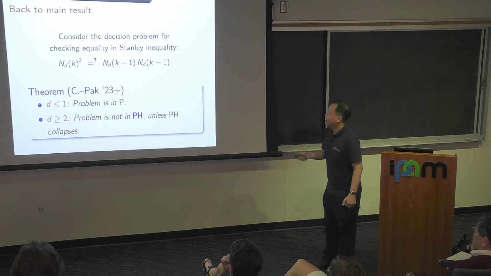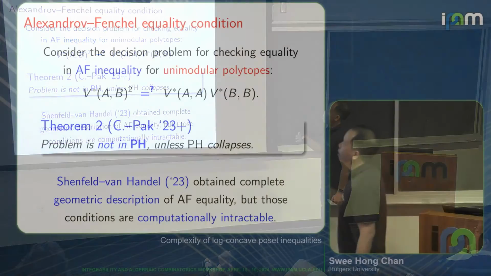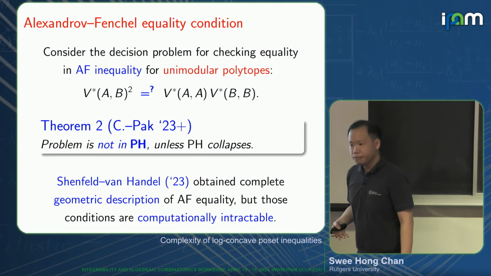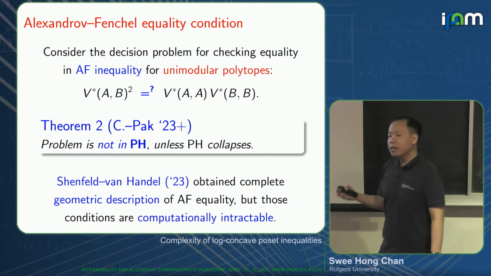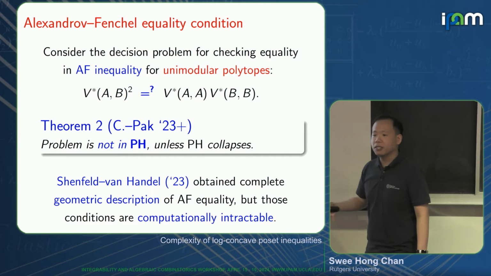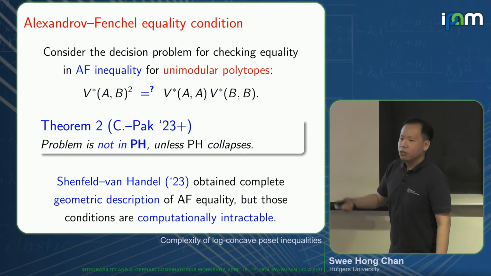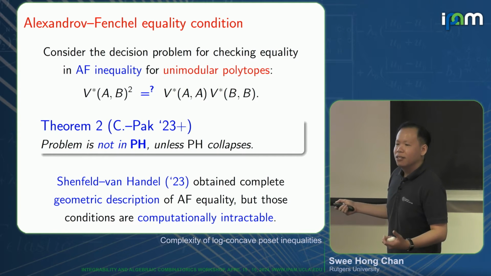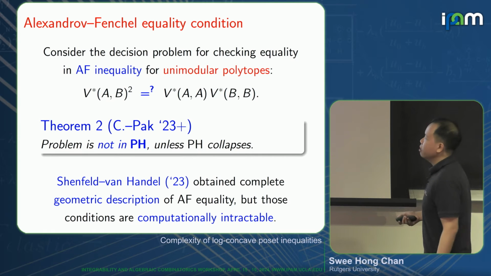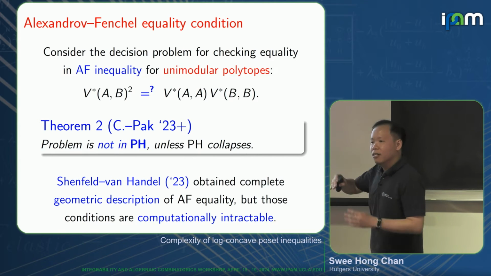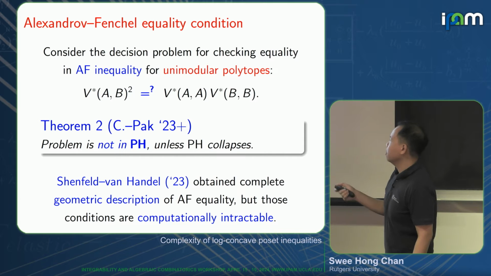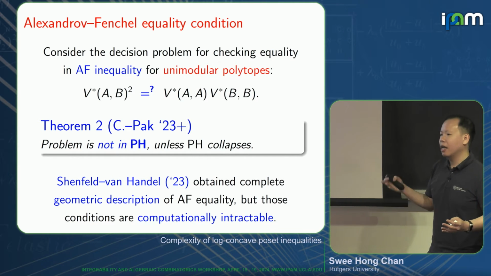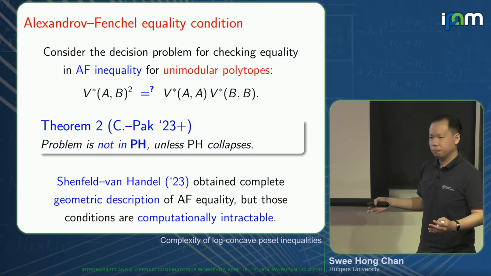Happy? Okay. Now, let me just go back a little bit to the geometry part, which is the Alexander-Fenchel inequality. Remember that the Stanley inequality is a special case of Alexander-Fenchel. So in particular, now that we know that the equality for Stanley is hard, it follows almost immediately that the equality for the more general inequality, Alexander-Fenchel, will also be very hard, in the sense that it's not in the polynomial hierarchy unless the hierarchy itself collapses.